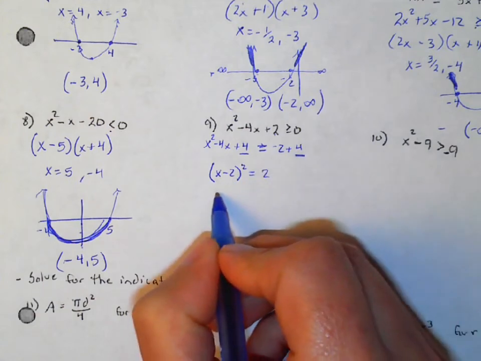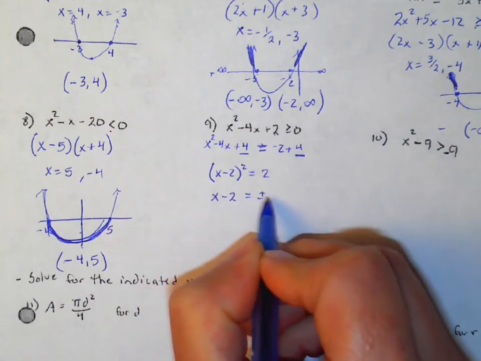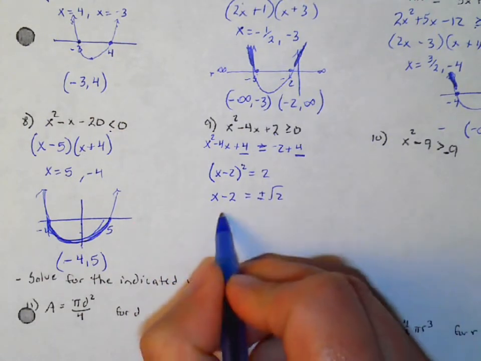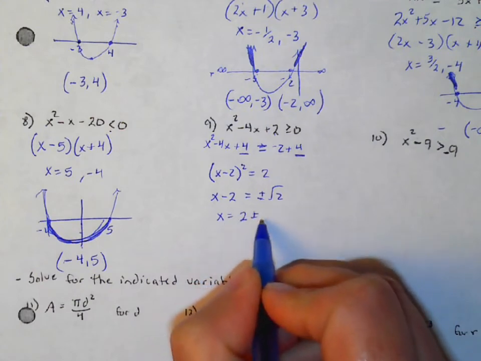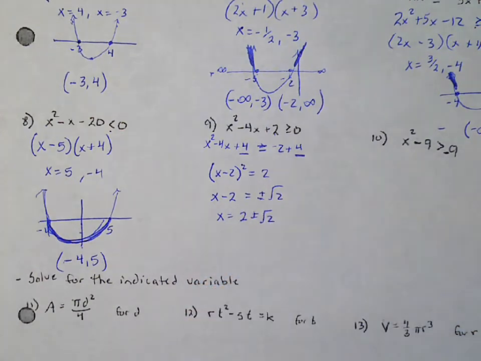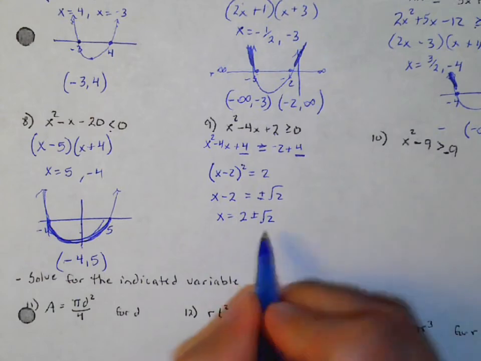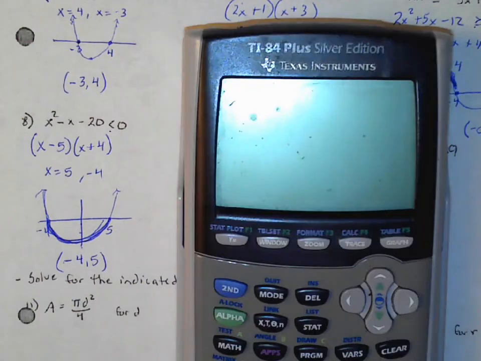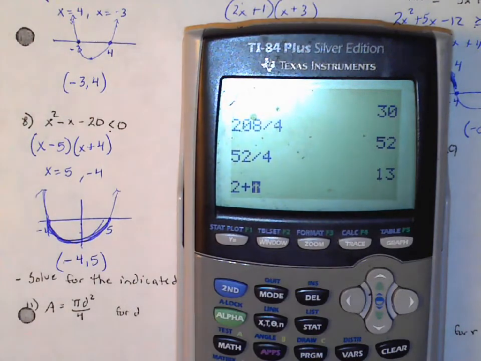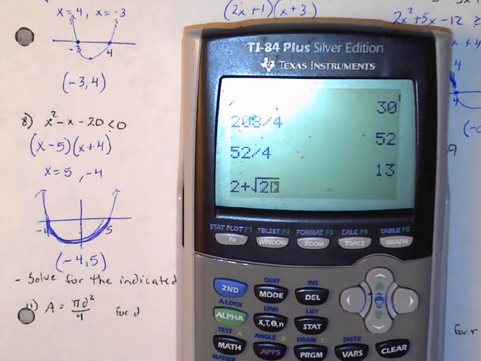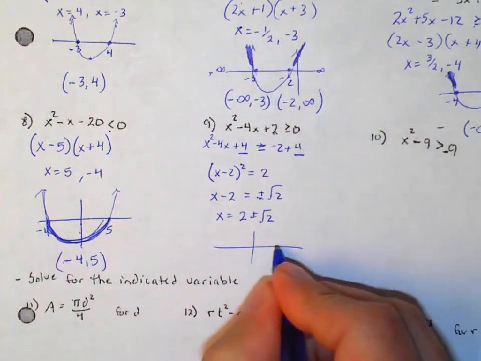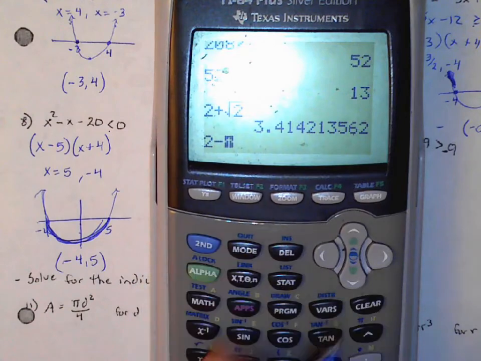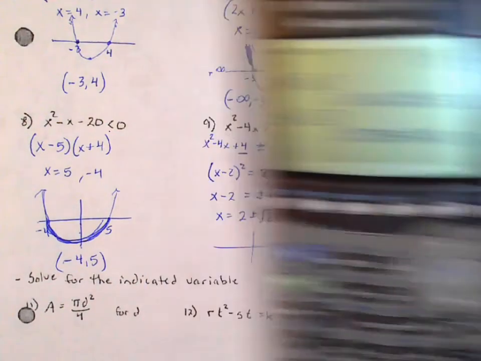Square root both sides. Don't forget that plus or minus. That's easily forgotten. And add the 2 over. So 2 plus or minus the square root of 2. Now, you could figure out what those numbers are. I'll do it here. So 2 plus the square root of 2 gives you 3.4 something. And 2 minus the square root of 2 gives you 0.58, 0.59.